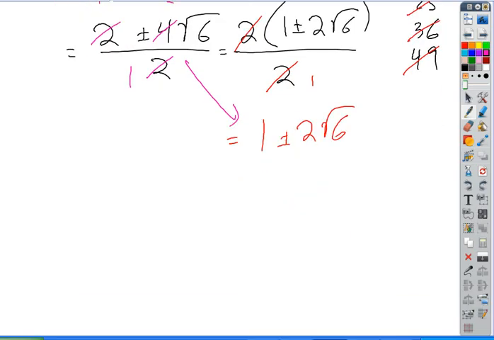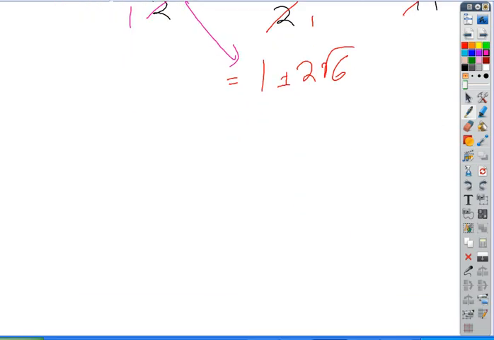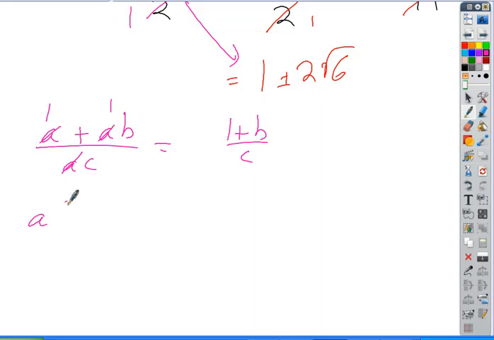Now, what people have a tendency to want to do is this, which is wrong. This is okay. A plus AB over AC is equal to 1 plus B over C. I can cancel those A's because the A is being multiplied all the way through the top, right? In other words, I could factor the A out, and I'm left with 1 plus B, and then cancel the A's. That's okay.